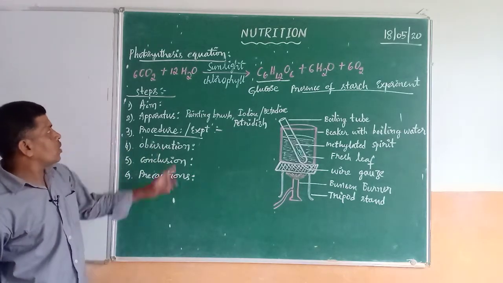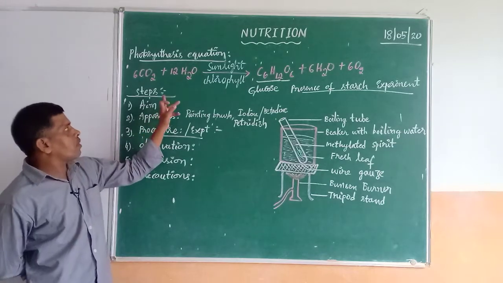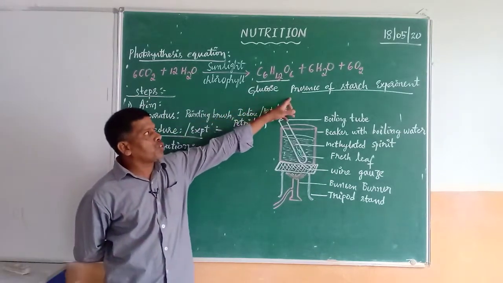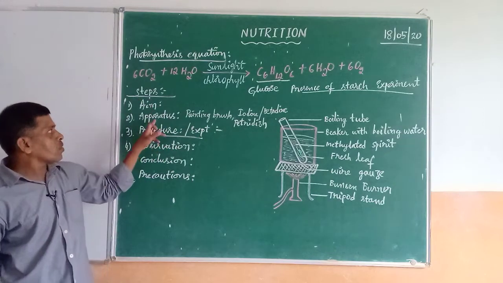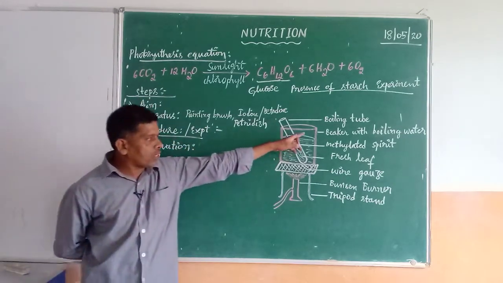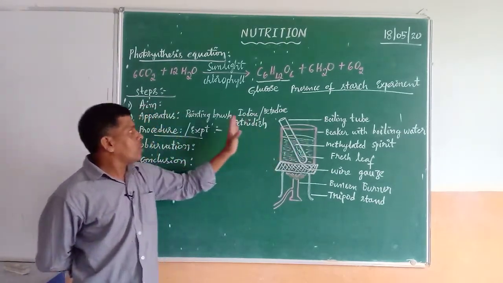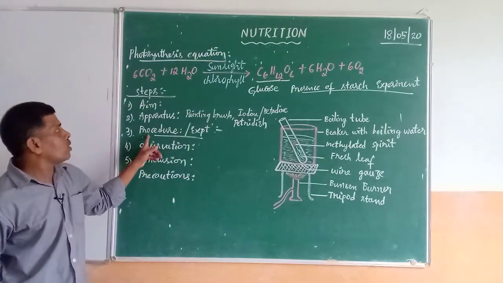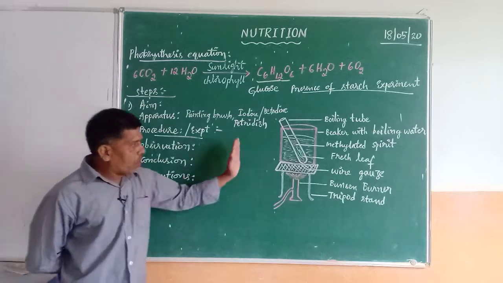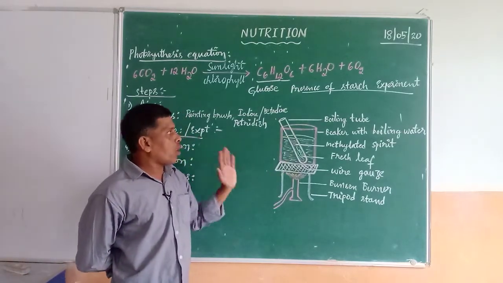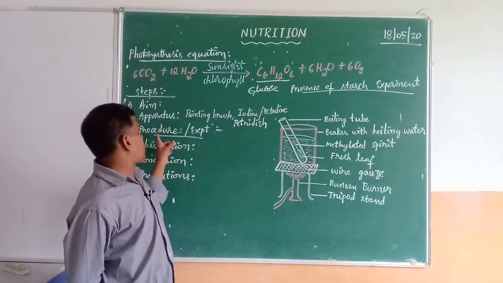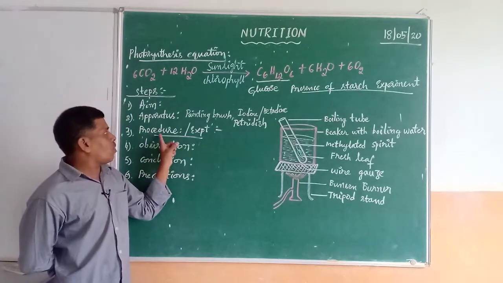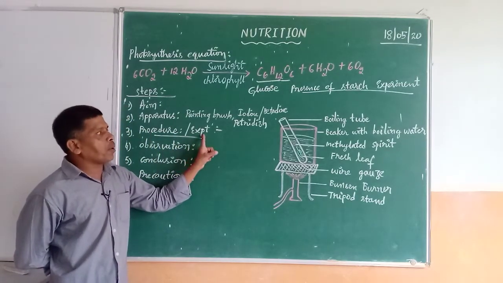Now let us start. Once again let me repeat, the aim is to show the presence of starch in the leaf. That is what you have to write here. Next, apparatus: list out all the things from the diagram you have drawn and write them under the second heading. Now moving to the procedure. After having all these things with you, how do we start the experiment? That is what we describe under the heading called procedure or experiment.